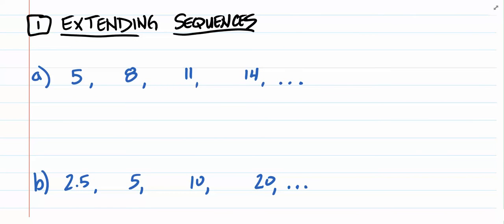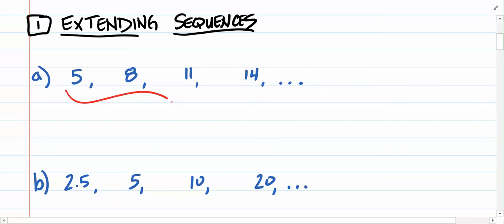The first thing that we have to understand is that a sequence is nothing more than just an array of numbers. That's all it is. So here's a sequence, for example: 5, 8, 11, and 14, and so on and so forth. This is called the sequence itself, and each number in the sequence is called a term. So the sequence and a term.